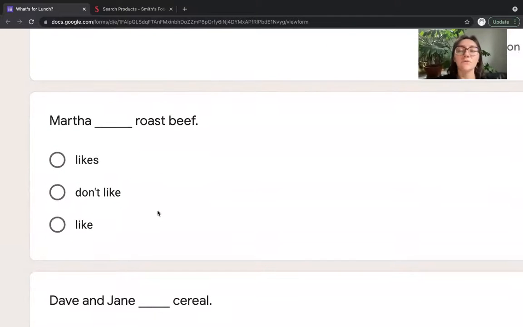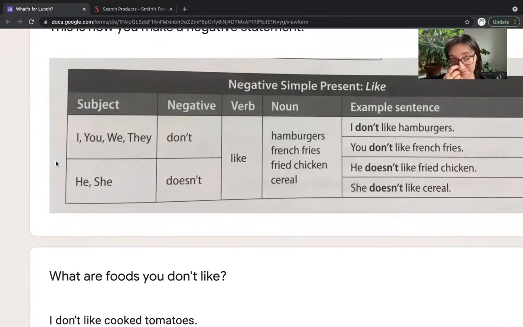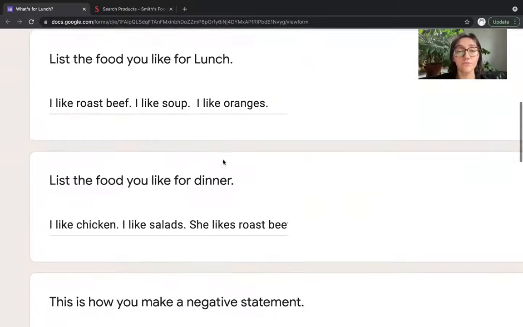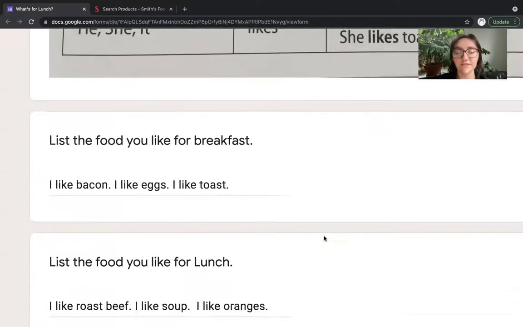Okay, then we can look at this one. Marta, roast beef. Marta likes roast beef. Marta don't like roast beef, or Marta like roast beef. So it's going to be likes. Marta likes. Remember when we use third person singular and we're talking about positive, we just add an S. She likes, right? She likes.